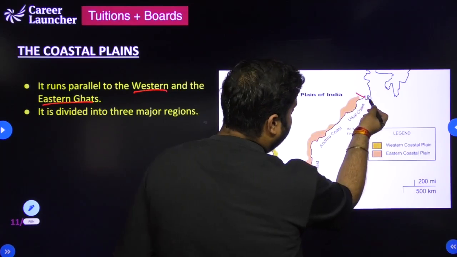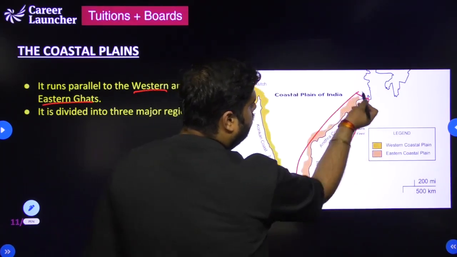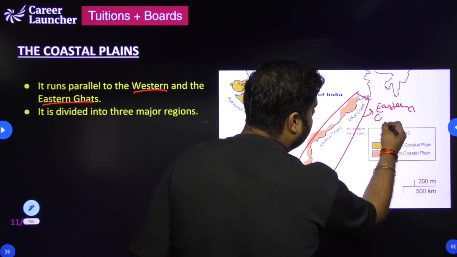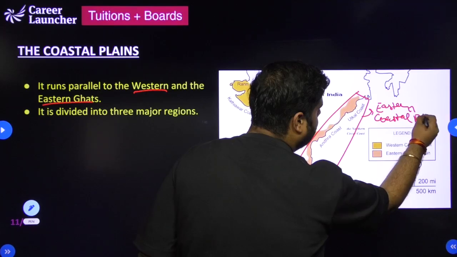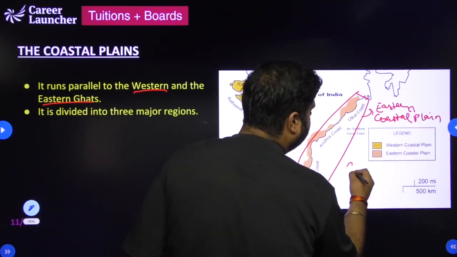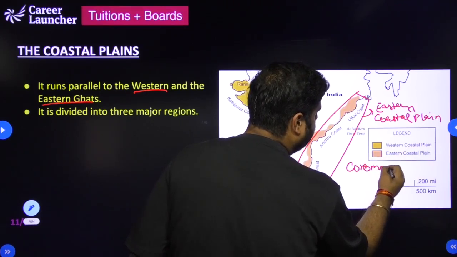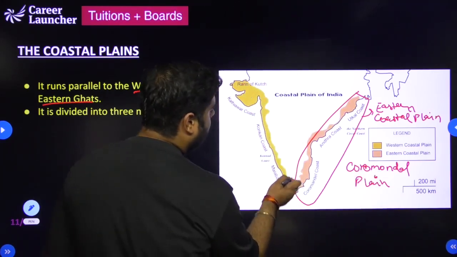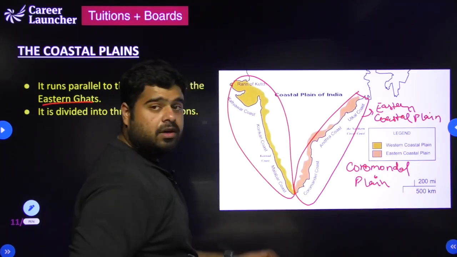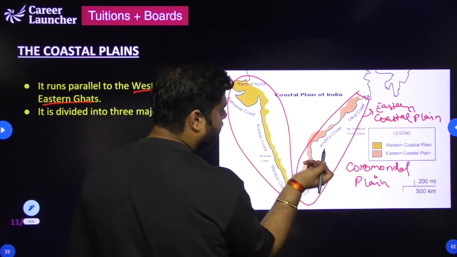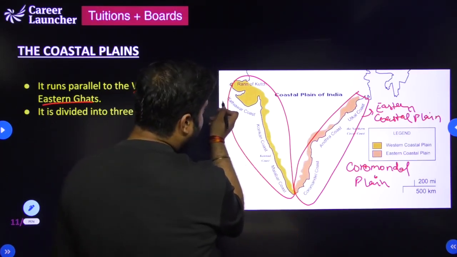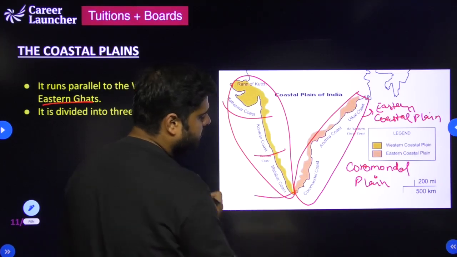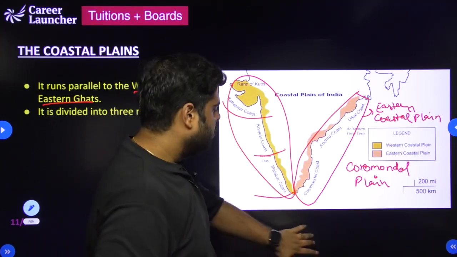This region on the eastern part is called the Eastern Coastal Plain, or Coromandel Plain. The western part on the other side of the country is called the Western Coastal Plains. It is divided into three major parts: the Kathiawar Coastal Plain, the Konkan Coastal Plain, and the Malabar Coastal Plain. So this was all about the coastal plains.